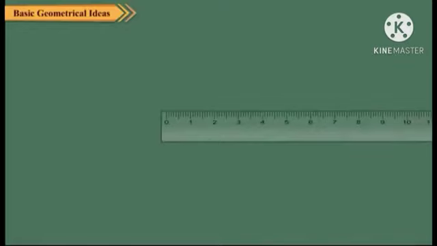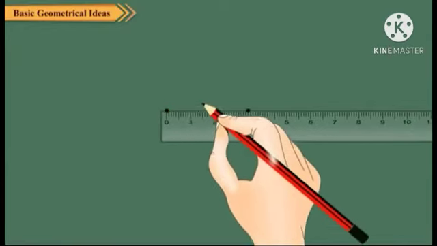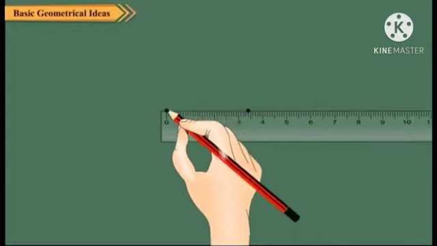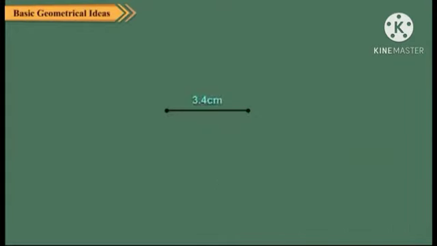So, the length of AB is 4.2 centimeters. Now, let us draw a line segment of length 3.4 centimeters. Place the ruler on the paper and hold it firmly. Mark a point against 0 mark of the ruler and mark another point against the 3.4 centimeters of the ruler. Join these 2 points and name these points as X and Y. This gives the line segment XY or YX, whose length is 3.4 centimeters.